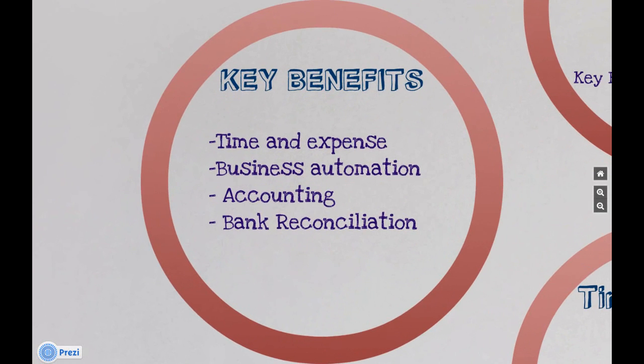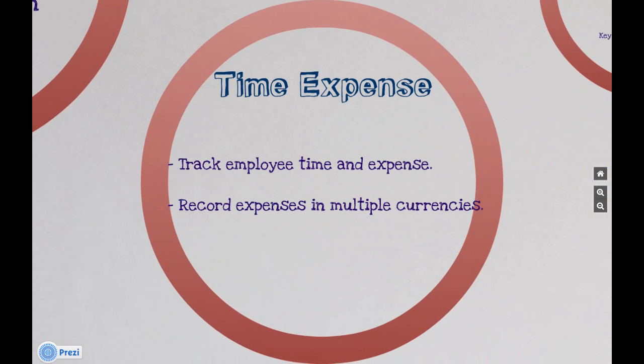The key benefits outlined by the software system are time and expense, business automation, accounting, and bank reconciliation. The time and expense function allows the bookkeeper to keep track of liabilities in multiple currencies. We need to keep track of liabilities in order to get our financial statements together at the end of the month or year, whichever it may be.